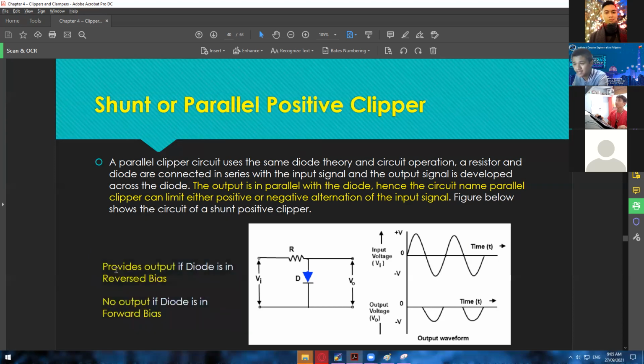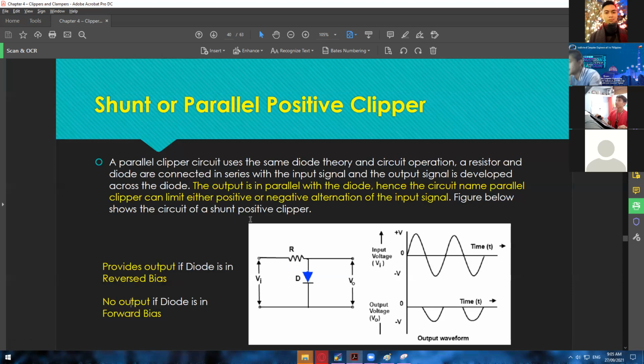So this one provides an output if the diode is in reverse bias. Take note, you have a reading if it's in reverse bias, but there is no reading if this one is in forward bias. So it's the opposite of what you guys have learned in the previous discussion. In the series clipper, if it's forward bias there is a reading, but if it's reverse bias there is no reading. But it's the opposite in a parallel passive clipper. You're only going to have a reading if we have a reverse bias connection, and there is no reading if we have a forward bias connection.